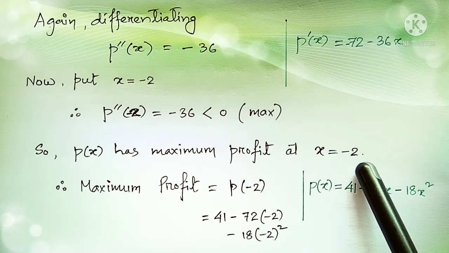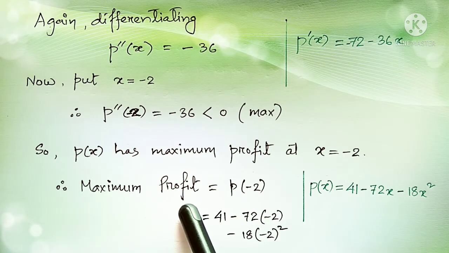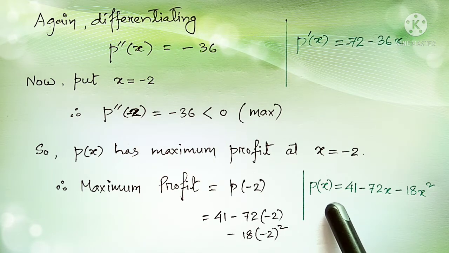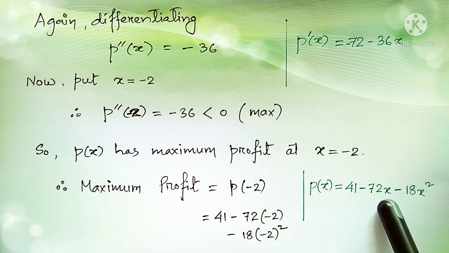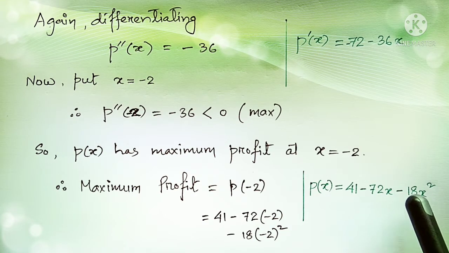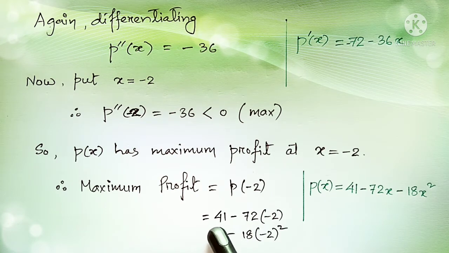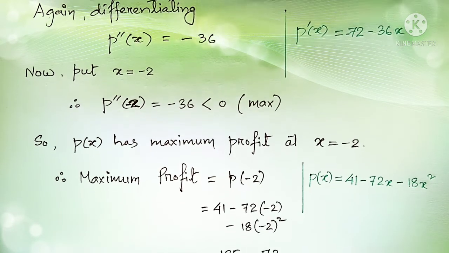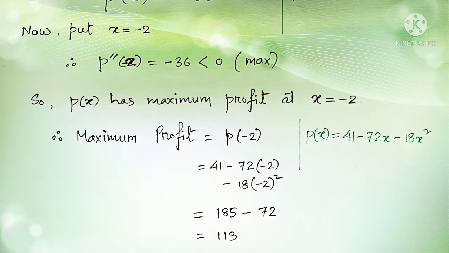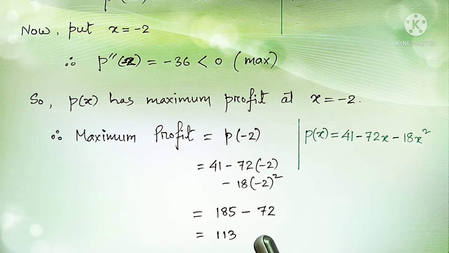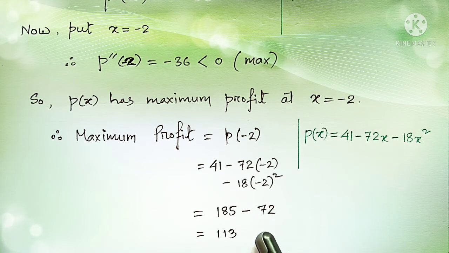Is it clear? Now we have to find out the maximum profit. Therefore, where do we put this critical point? In the given function P(x) = 41 - 72x - 18x². If we put -2 here, then 41 minus this, and after calculating, finally we get the answer 113. Is it clear? So in question number 6, the maximum profit is 113. Is it clear?